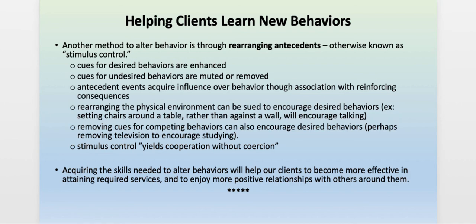And then finally, another method to alter behavior is through what we call rearranging the antecedents. Stimulus control, I think, is what the behaviorists tend to call it. Okay, you've done your observations, you've made your contextual assessment of undesired behaviors, and you've identified the antecedents and the consequences. And the antecedents are the cues for the undesired behaviors. So you work to change those antecedents so that cues for desired behaviors are enhanced in the environment, and the cues for undesired behaviors are muted or removed altogether.